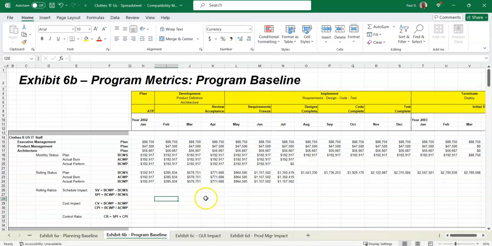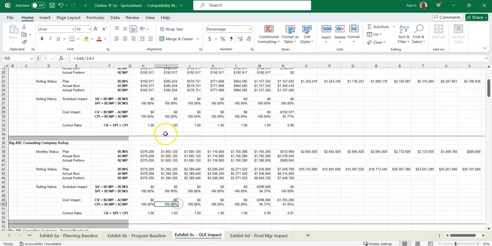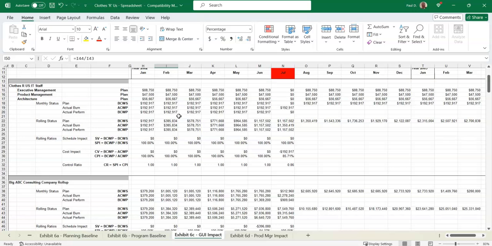So what I did for this assignment was I took Exhibit 6C and I took the actual burn and the actual performance, which is the ACWP and the BCWP, actual cost of work performed and budgeted cost of work performed. These would not be provided to you by finance because this is based on status of performance. So for this project, in other words, they spent this much money each month, and they earned this much value each month.